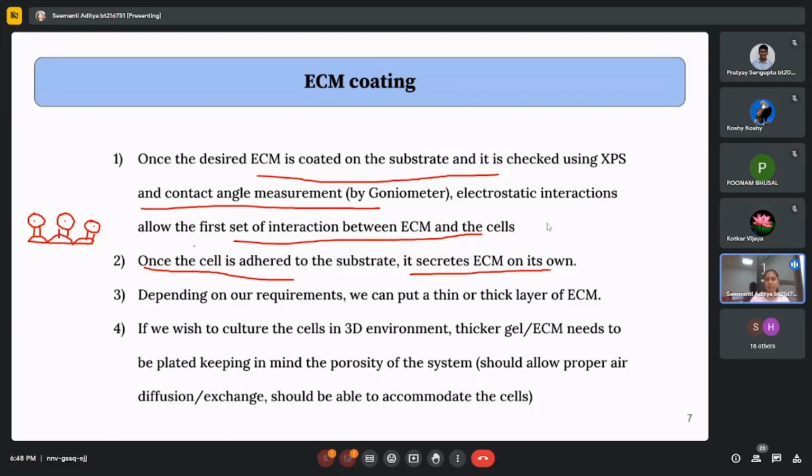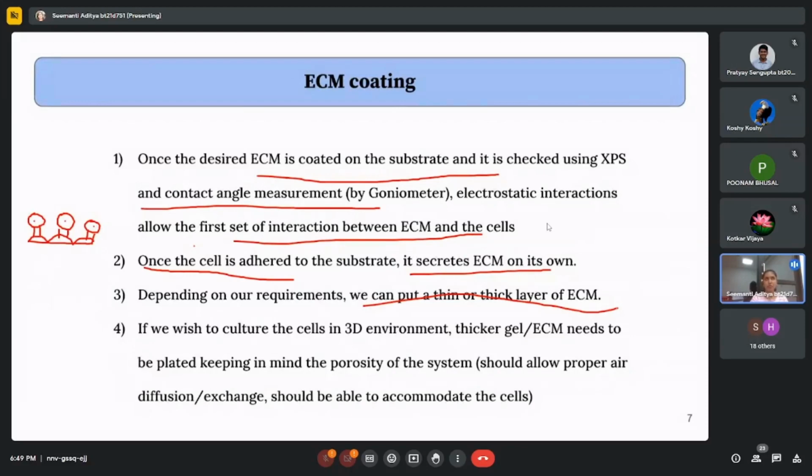Now, depending upon our requirements, whether we want to culture the cells in 2-dimensional or 3-dimensional, we can put a thin or thick layer of ECM. Generally, people do 2D cultures for microscopic experiments, immunohistochemistry, or other molecular biology experiments like PCR and Western blotting. So cells for those experiments can be coated in 2D, and we work with 2D cell cultures.